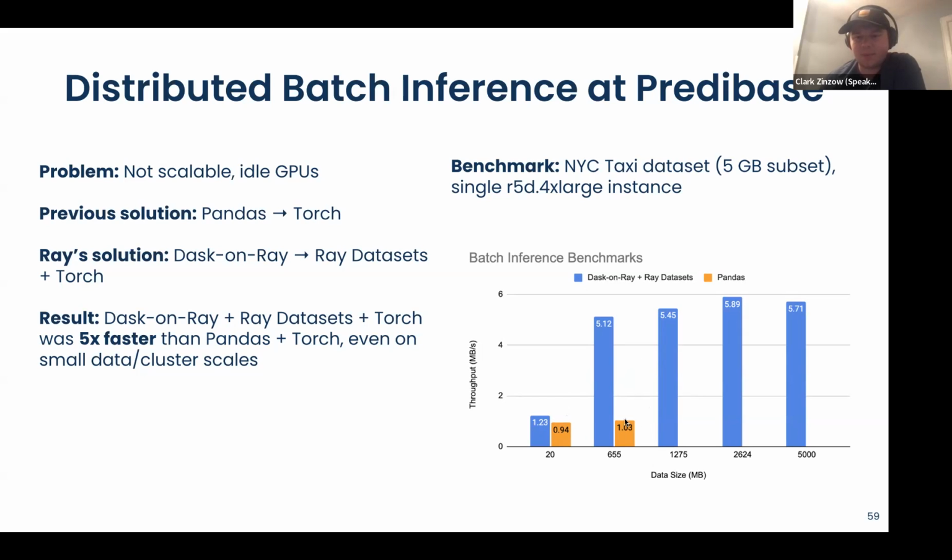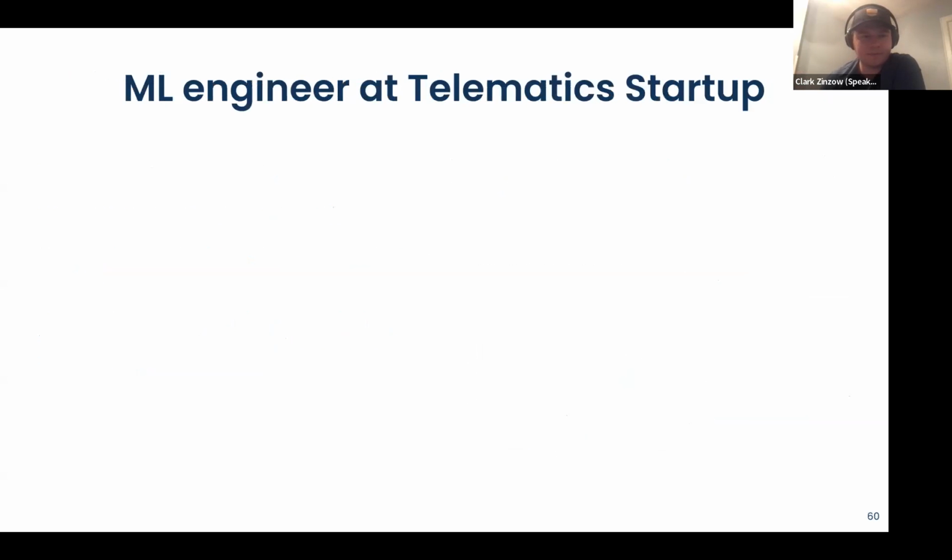The reason why their Pandas plus Torch solution no longer shows up for these data scales is because they ran out of memory. They weren't able to get the Pandas plus Torch solution to work. So basically that's another thing: the workload was feasible using Ray.